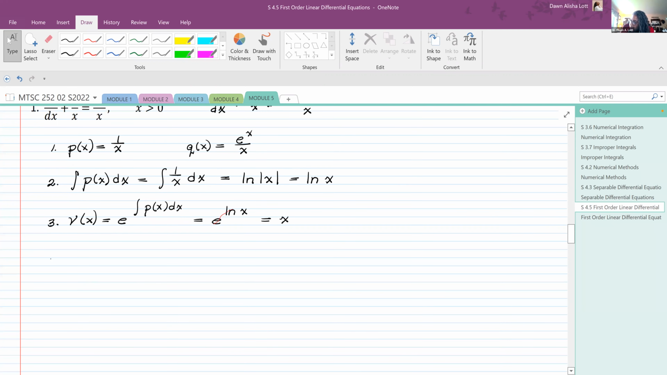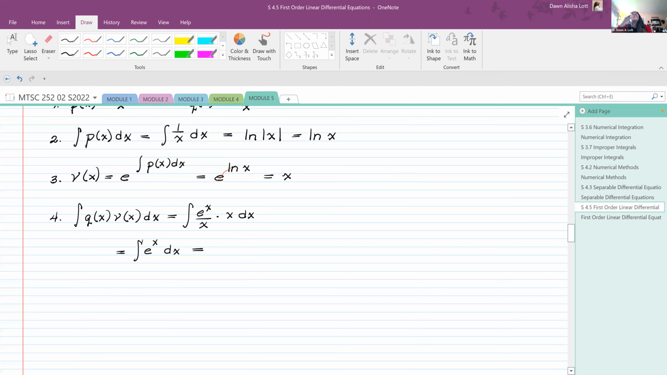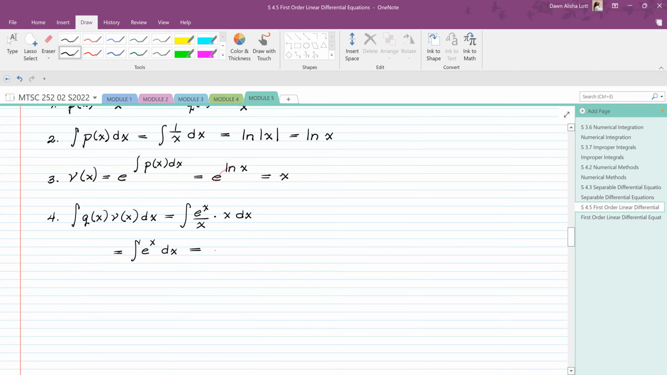Step 4: I need to compute the integral of q of x with v of x dx. So that's the integral. Q of x is e to the x over x. V of x is just x dx. So this becomes the integral of e to the x dx. And what is that? What is the integral of e to the x dx? E to the x plus my constant.